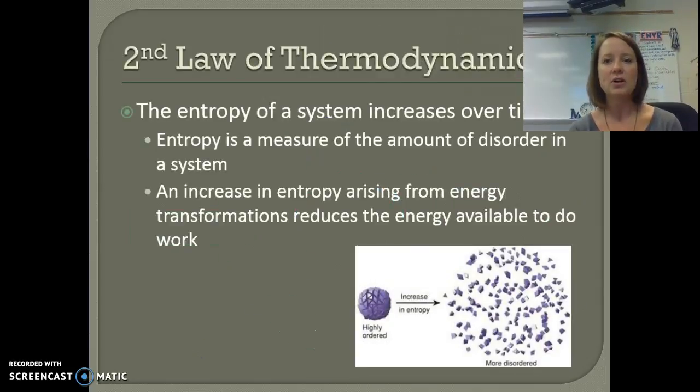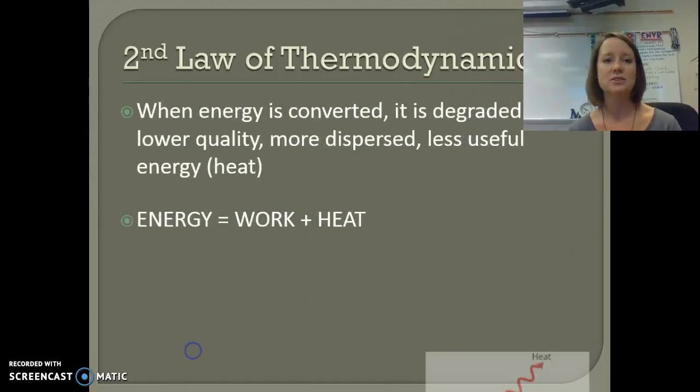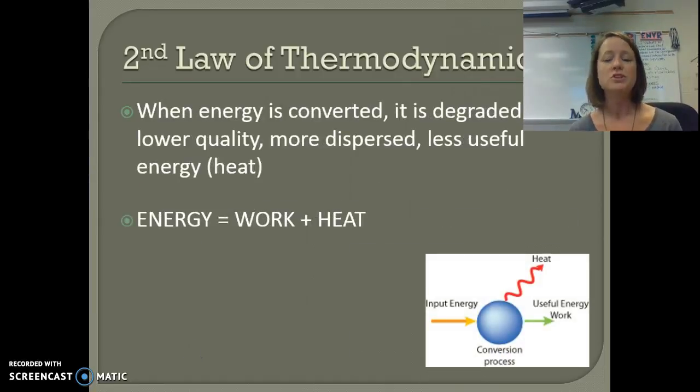Now, our second law of thermodynamics says that the entropy of a system increases over time. Well, entropy is simply a measure of the disorder. So when energy transforms from one type to another, it is actually degraded, and it reduces the energy available to do work. So that increases the entropy. Usually when energy is degraded, it is degraded into heat. So when we use energy, some of it is converted into work, and what is left is converted into heat.